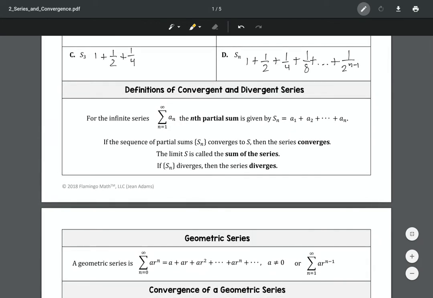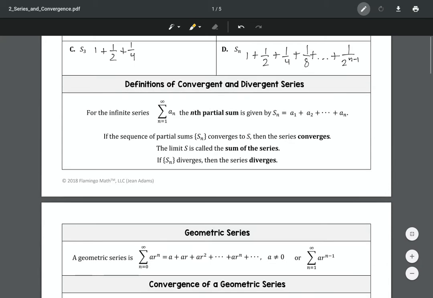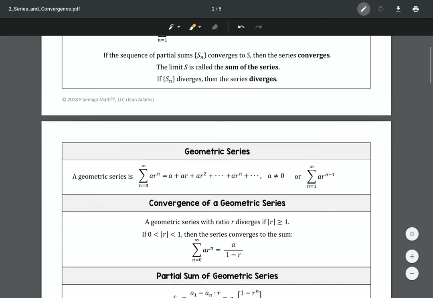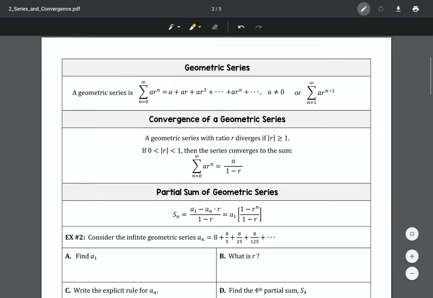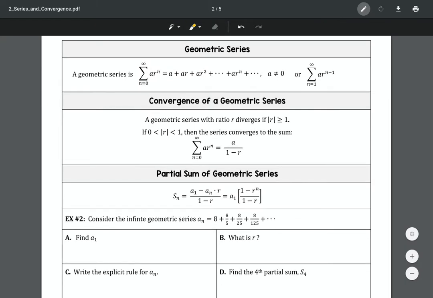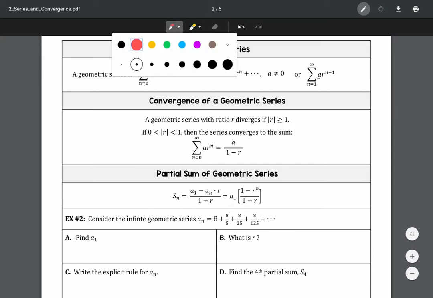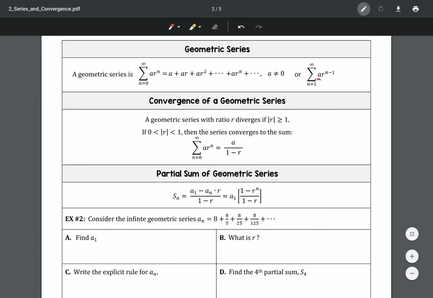So if the sequence of partial sums converges to S, S being the sum, then the series converges, all right? Let's look at the next ones, because I feel like if you actually do some of the math, it makes a little more sense than just reading the theorems and trying to understand what they say. So now we're going to talk about something called a geometric series. Notice that a geometric series has the following characteristics: you have some kind of constant, which they call A, and then you have some kind of ratio r to the power of n minus 1.